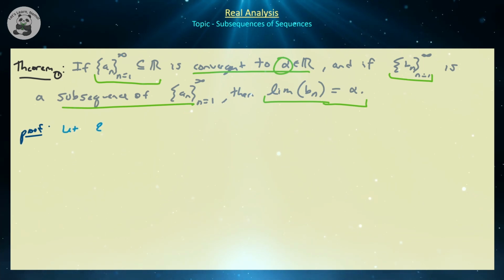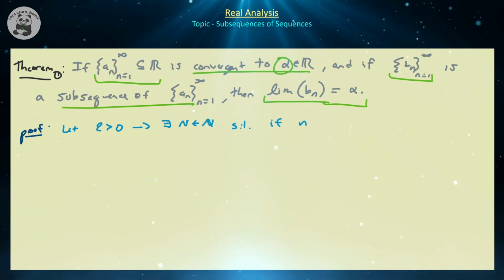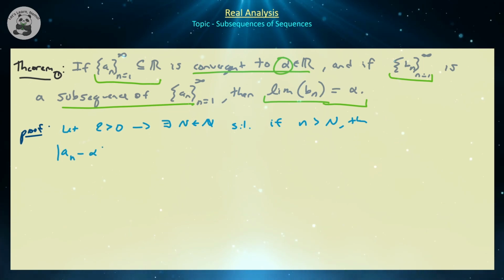So what we're going to do, as usual, is assume epsilon is greater than 0. By the convergence of real-valued sequences, that means there exists a natural number, capital N, such that for all little n bigger than capital N, |a_n minus alpha| is less than epsilon. So that's what we mean by a_n converges to alpha.